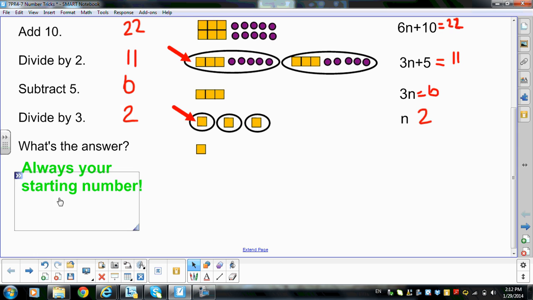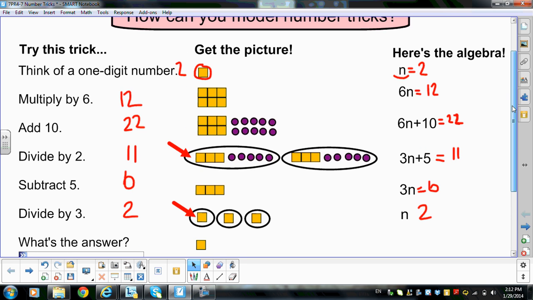Always your starting number. So right now, this number trick, the way that this is written, all the rules, any number that you pick here, any one-digit number, by the end, if you go through all these steps, draw it out. You can pick with drawing it out or working with algebra or just following the rules, you should always get the answer that you started with. So that one-digit number that you chose, you should always end up with it at the end. If you do not end up with it at the end, you know that you've made maybe a little bit of a mistake. So go back and check your work.